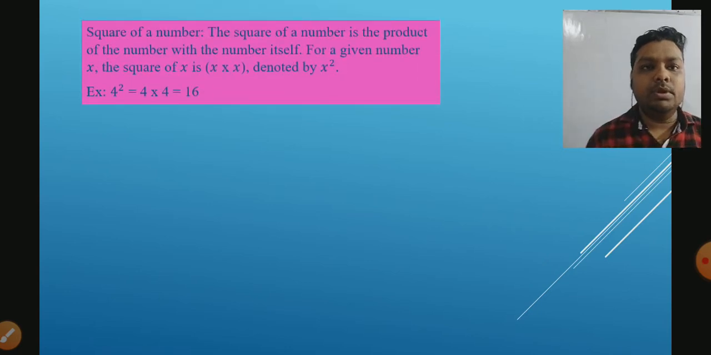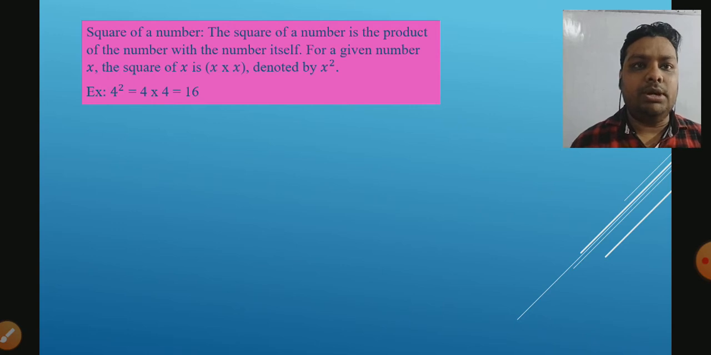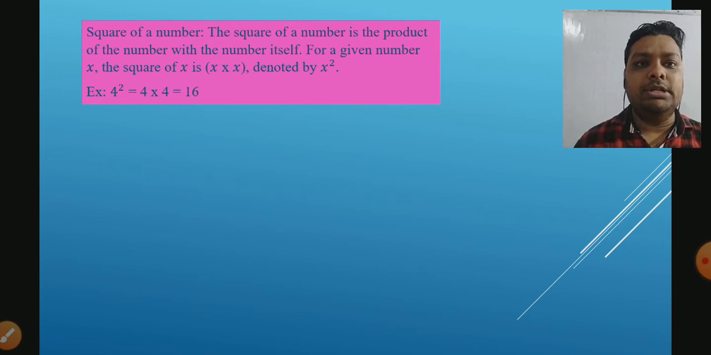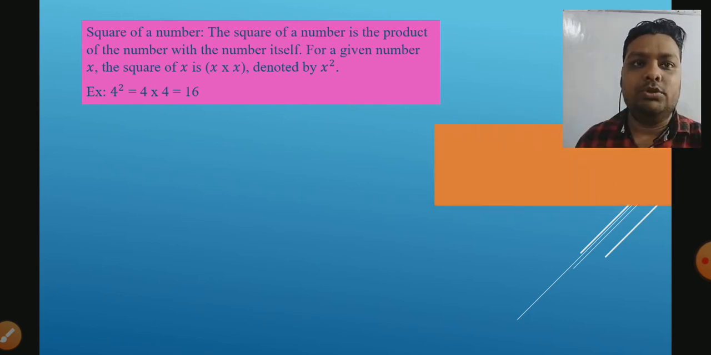Now, what is the square of a number? The square of a number is the product of the number with itself. It means if we assume a number as x and multiply x with itself, x into x, then we can write x into x as x square. Here x is any number. If we take x as 4 for example, then 4 square means 4 into 4, which is equal to 16. So this is the square of a number.